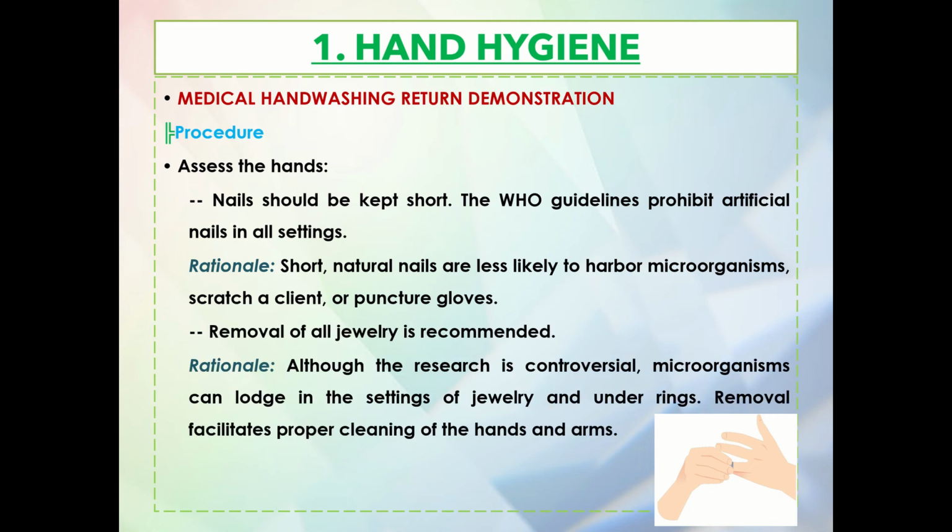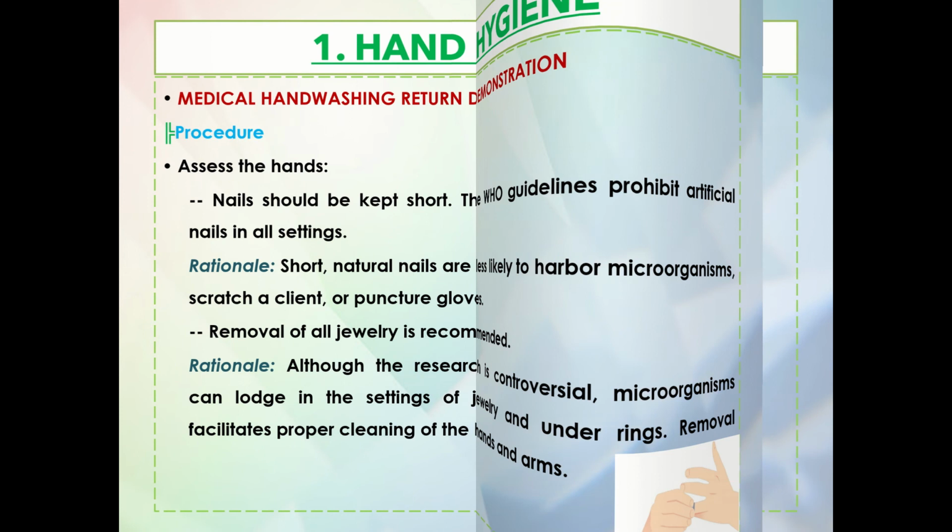So, remove all jewelry that you have. For example, you have a ring or any jewelry that you have na pwedeng makatama sa pag-hand wash mo, you have to remove them. Okay? So, although research is controversial, microorganisms can lodge in the settings of jewelry and under rings. So, removal facilitates proper cleaning of the hands and arms. Baka rin kasi may microorganisms din na harbor yung jewelry mo. So, much better if you remove your jewelry such as ring, wristwatch, if ever na makakatama siya during your hand washing. Okay.